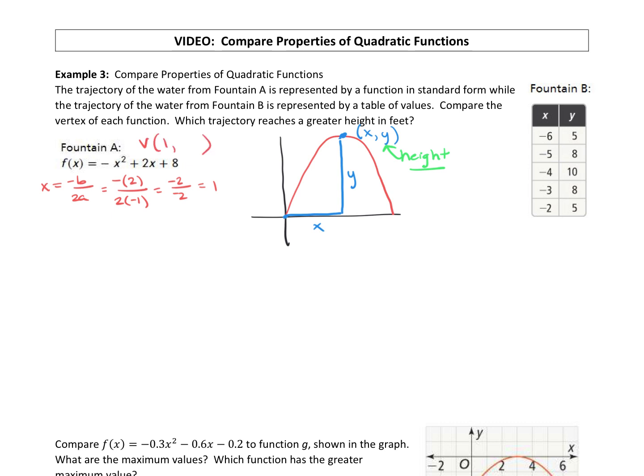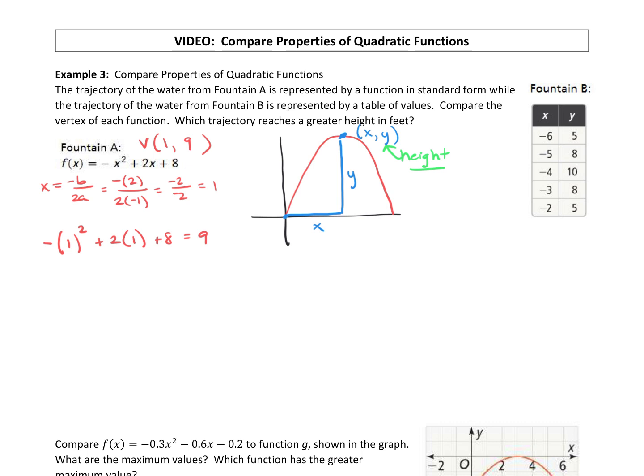Now to get the y value, we are just going to plug 1 into our function. Our function has a negative and then the x squared, so we have to do a parenthesis, plug in a 1, and then square it. Take note of how this is written out for this first term. If you don't type it into your calculator like this, you will get a wrong answer. So be very careful. Plus 2 times 1 plus 8. We do that math and we get a positive 9. So the vertex of fountain A is (1, 9). What that tells us is we would go over 1 unit, up 9 units to get to the vertex of the parabola. So fountain A reaches a height of 9 units.